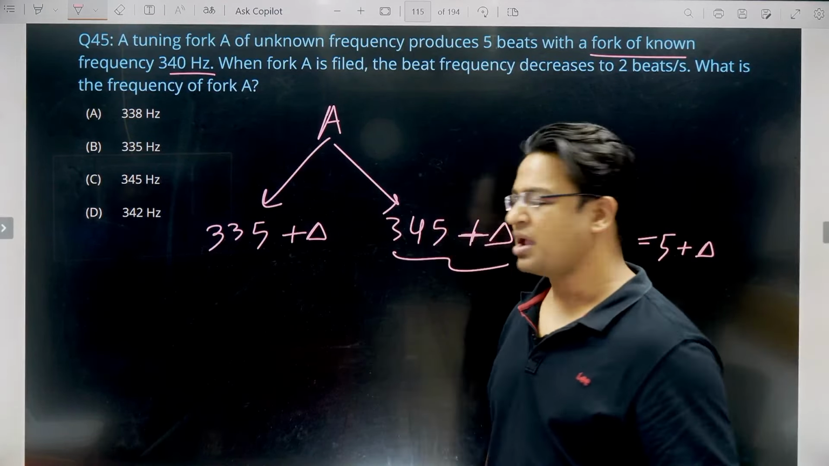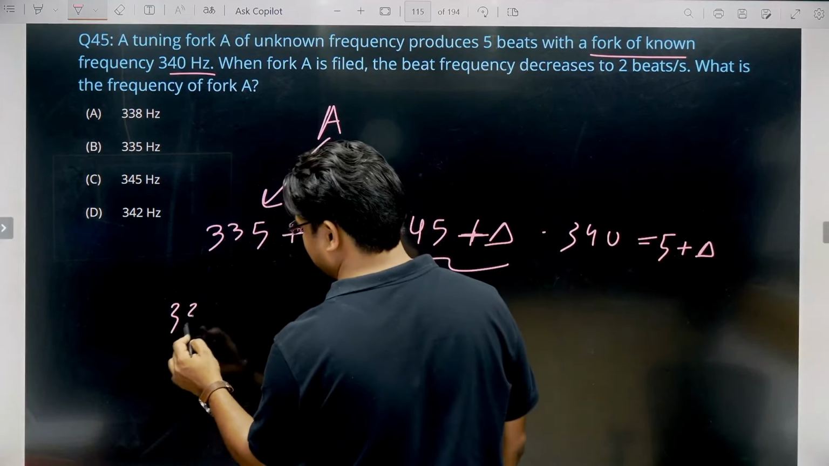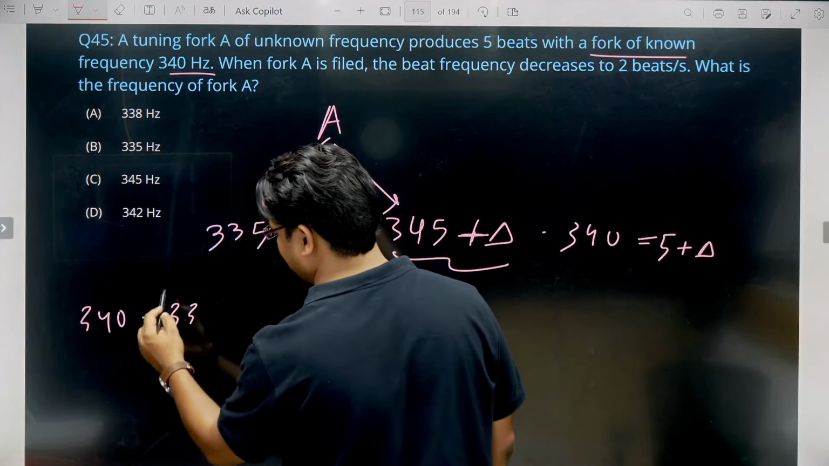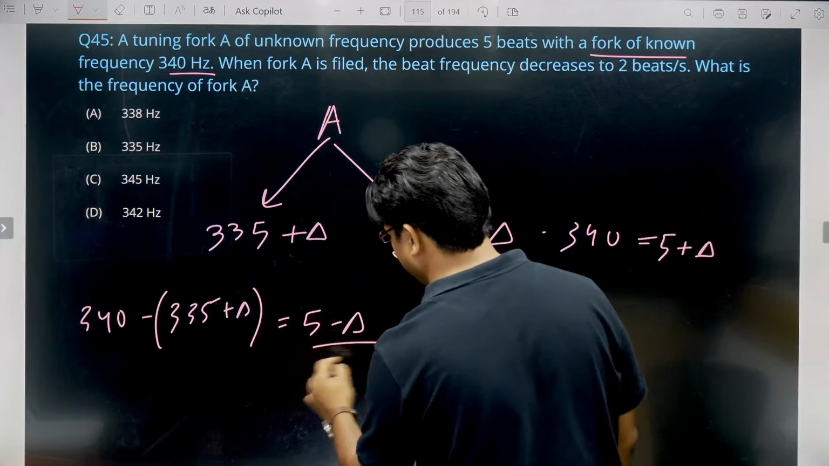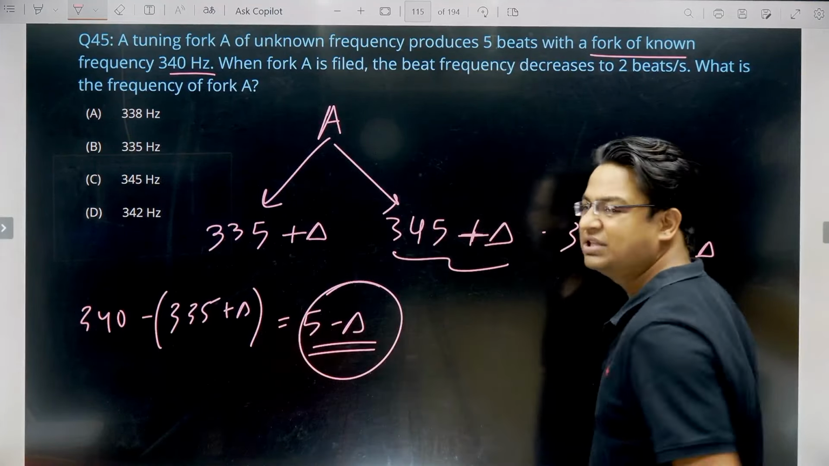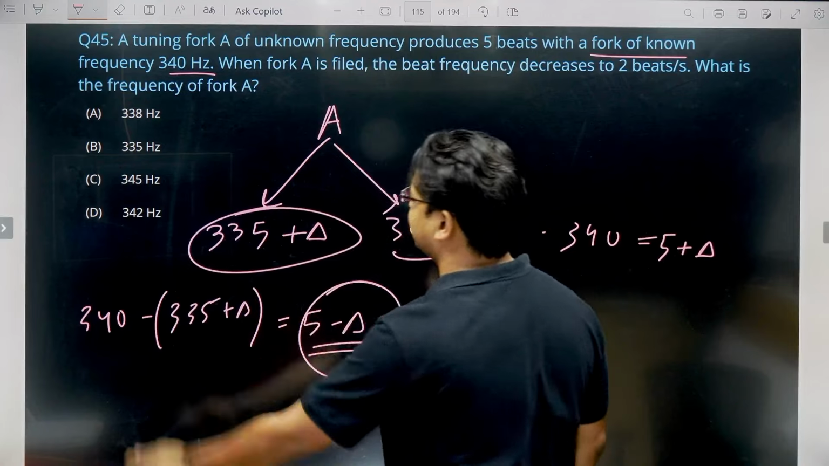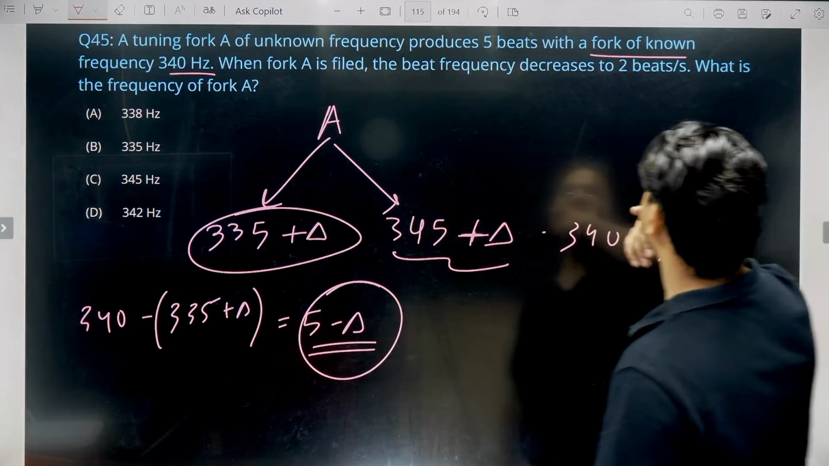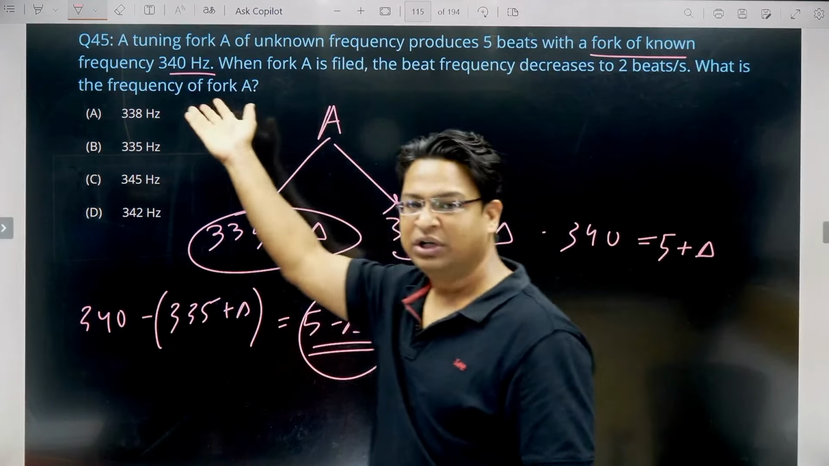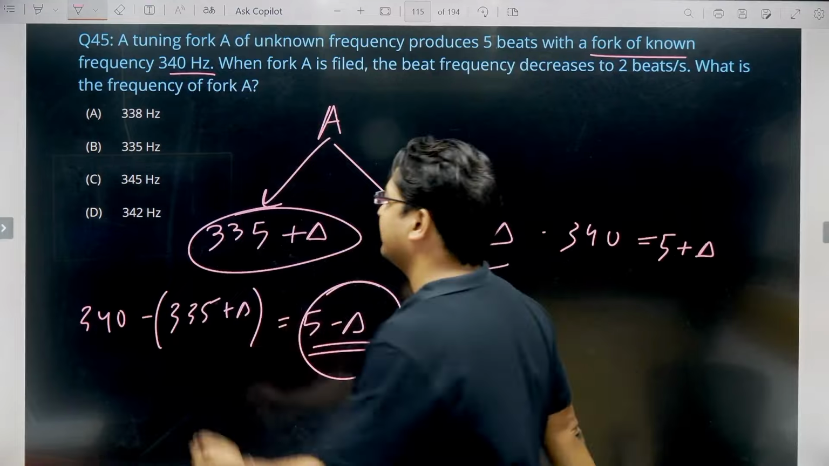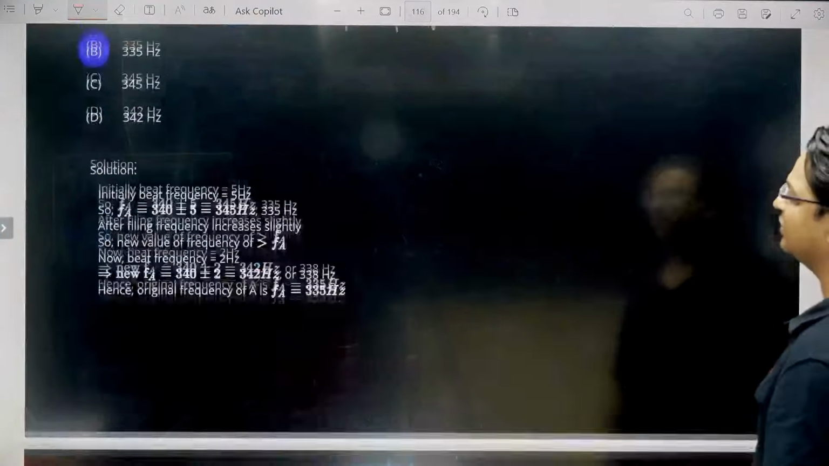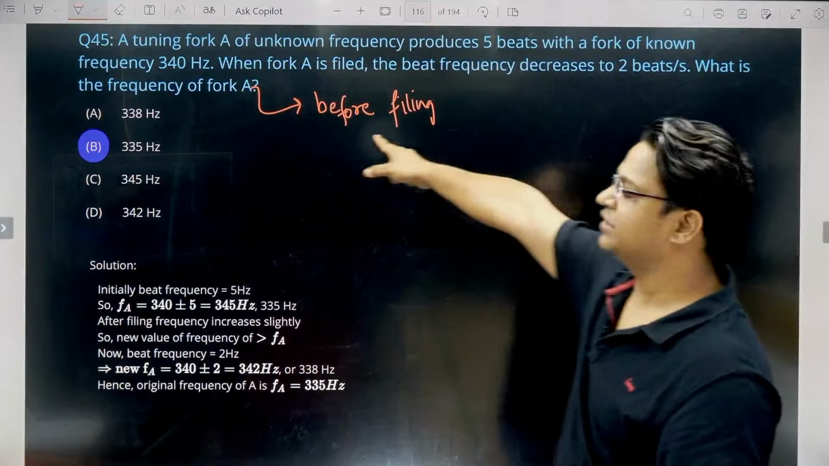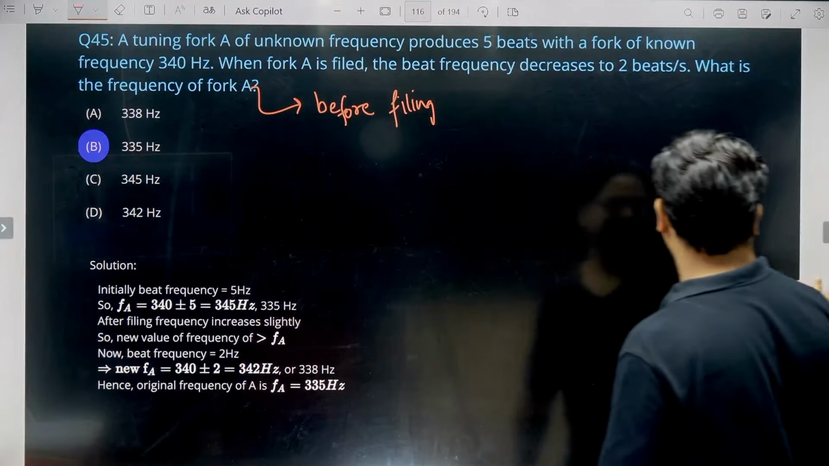All right. Here, 340 minus 335 plus delta. So that will become 5 minus delta. So now this is less than 5. So this is matching with the given information. So the frequency of the tuning fork before filing, that was 335. So 335 would be the right answer. Okay. Before filing, it was written in your paper. Like when you write the paper, you will get it written there.